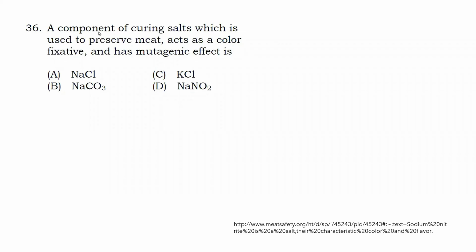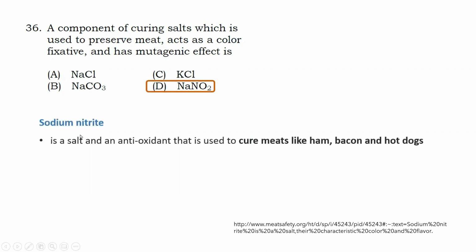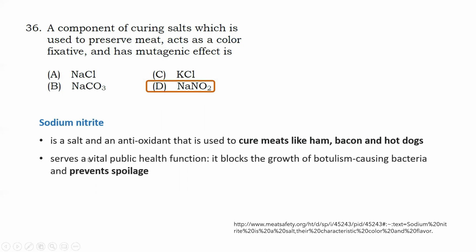Number 36, a component of curing salts which is used to preserve meat, acts as a color fixative, and has mutagenic effect is blank. So, yung correct answer dito is letter D, sodium nitrite. Yan. So, yung sodium nitrite, it is a salt and antioxidant that is used to cure meats like ham, bacon, and hot dogs. So, importante din siya.